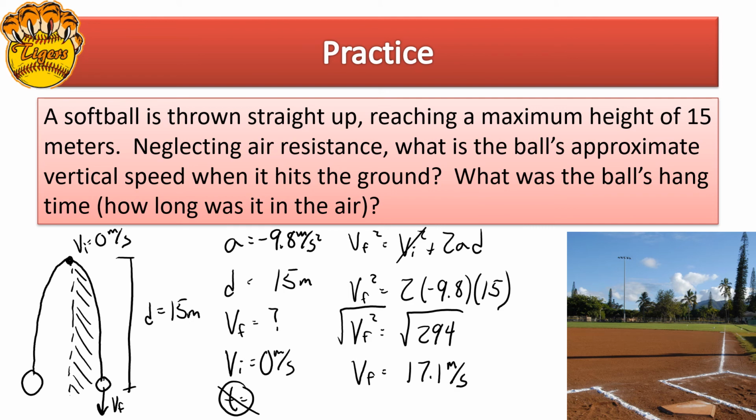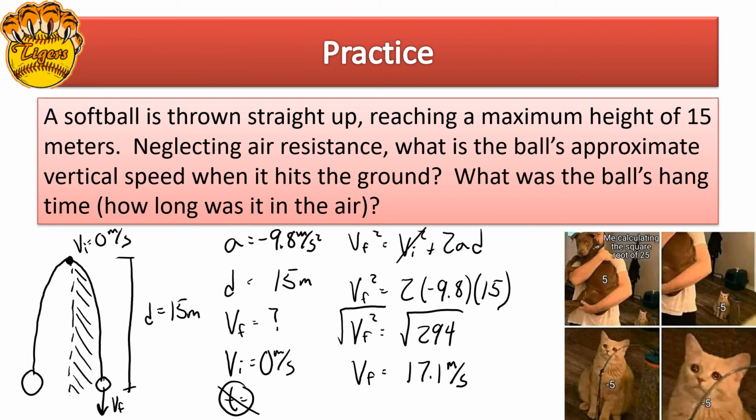But when you're calculating the square root of something, don't forget, negative 17.1464 squared is still equal to 294. So don't forget that you could get a negative number too, and it still counts. All right, so that is now our final velocity. So we know that. What else are they looking for here?